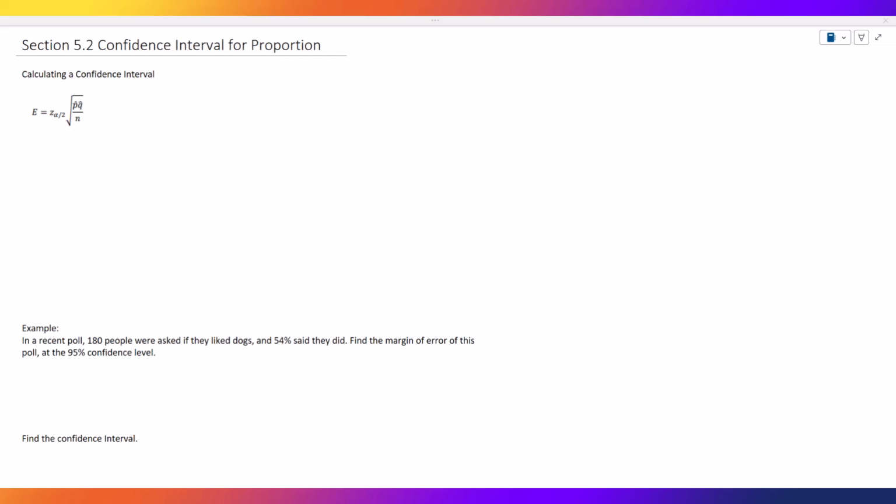And so from an example, our p hat, and that's what we call this, is going to be the proportion of successes from our data. So if we look at the example down below, it says in a recent poll, 180 people were asked if they like dogs, and 54% said they did. So 54% in this case would be the proportion of successes. But this is our sample proportion, and it's our point estimate.